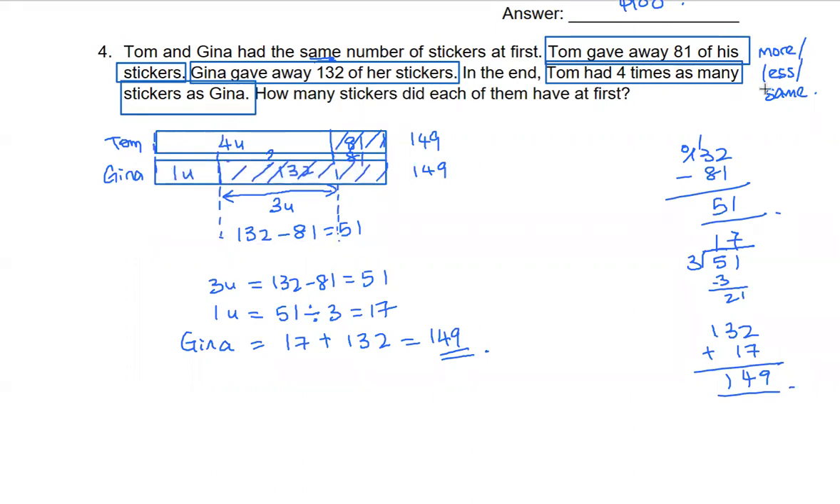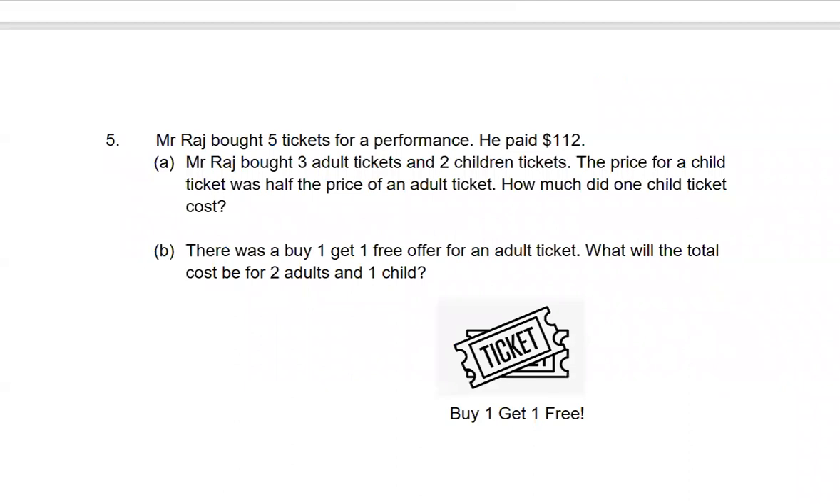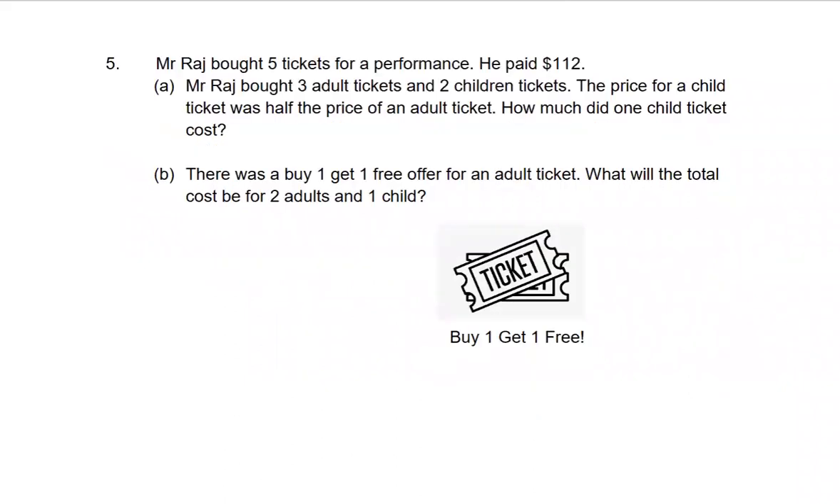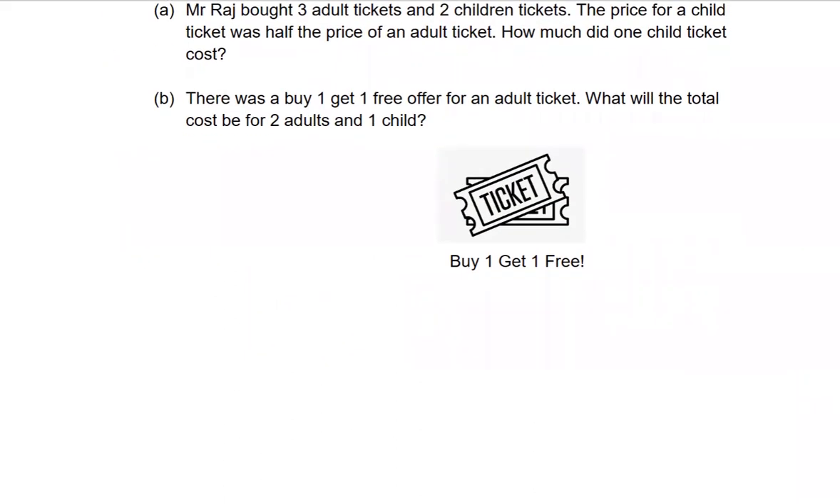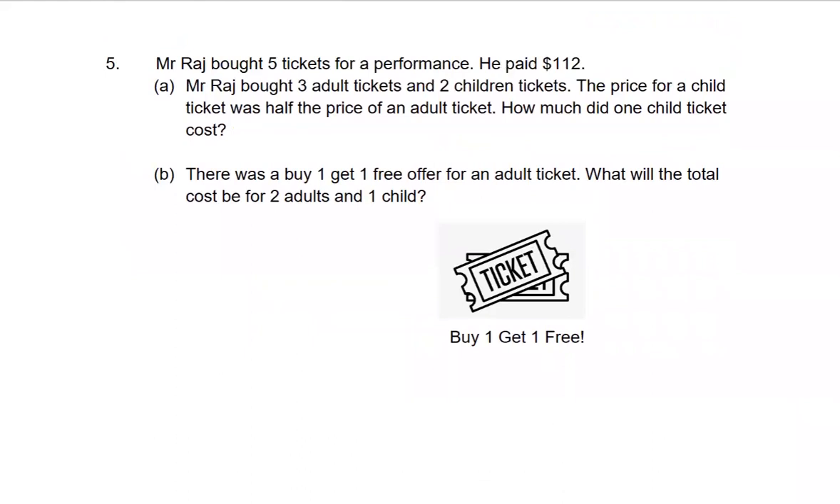Okay, next one, last question, which is question 5. Mr. Raj bought 5 tickets for a performance. He paid $112. If he bought 3 adult tickets and 2 children tickets, and the price of a child ticket is half the price of an adult ticket, how much does 1 child ticket cost?